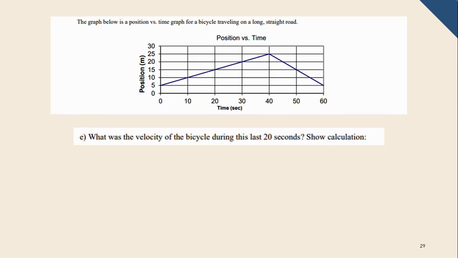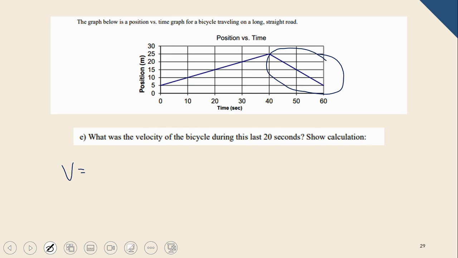Part E. What was the velocity of the bicycle during these last 20 seconds, and show the calculation. Well, we know how to do this. We just take the slope of the line from 40 to 60 seconds over here. Now, the slope is going to be the change in y over change in x, but remember, the change in y is the final y value minus the initial y value.